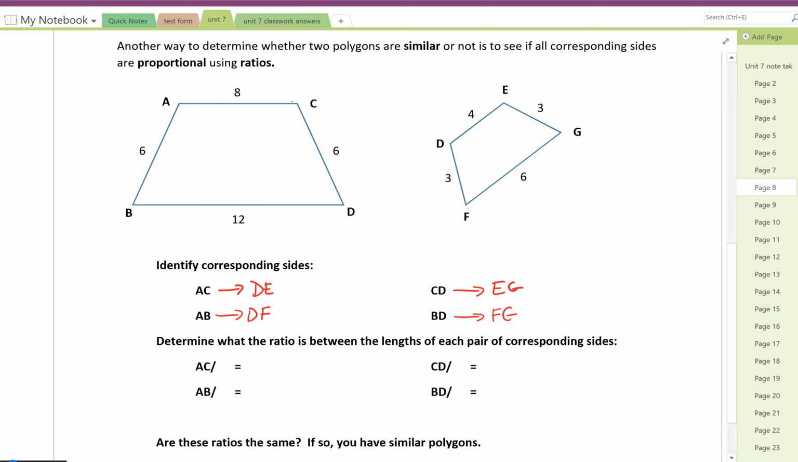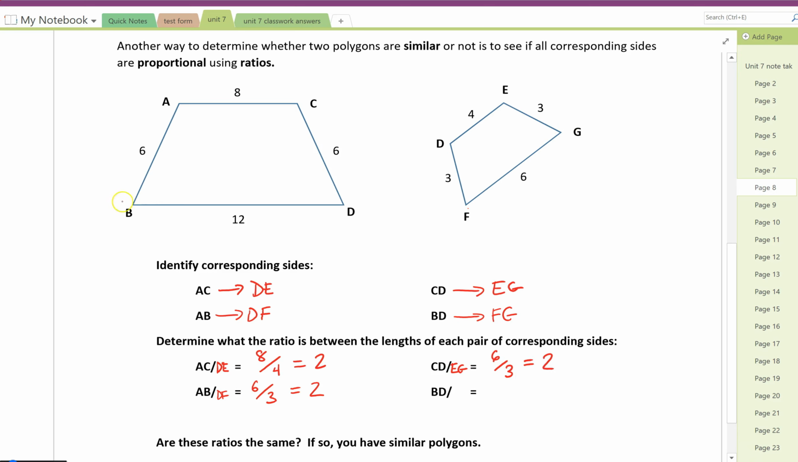Okay, here's how I do that. So I said that AC corresponds with DE. And I see that AC is 8 units long, DE is 4 units long. So the ratio is 8 to 4, and 8 divided by 4 is 2. So I'm going to do the same thing with AB. I see that AB is 6, and its corresponding side is DF, which is 3 units long. 6 divided by 3 is also 2. CD is 6 units long, and it corresponds with EG, which is 3 units long. 6 divided by 3 is 2.